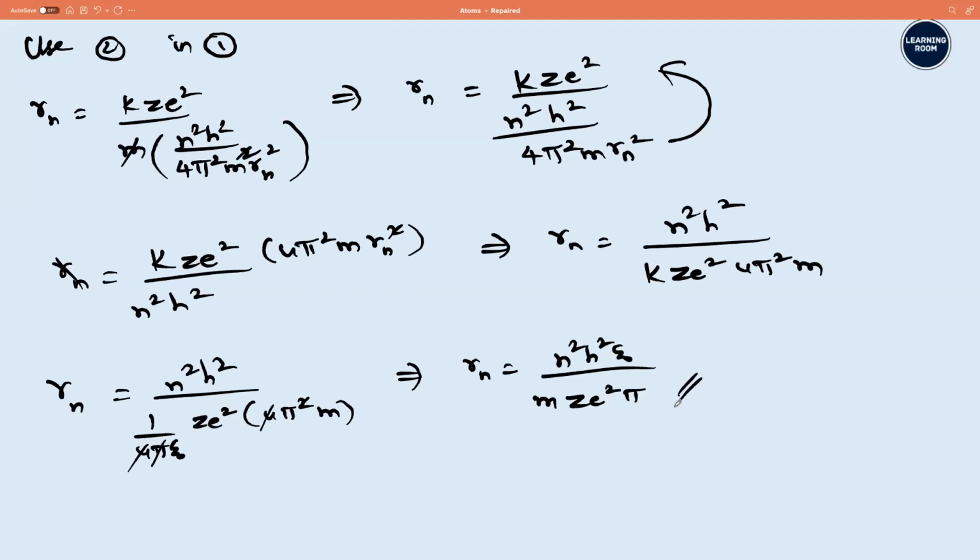Now see, if you look at this expression, can you tell me what all the constants are? h square is a constant, epsilon naught is a constant, m is a constant, Z e square pi is a constant. Actually Z is not a constant, you can find it out. So there are two things that will vary in the expression: one is n square and one is Z. When you substitute all the known quantities, you will get Rn is equal to 0.53 into n square divided by Z angstrom.